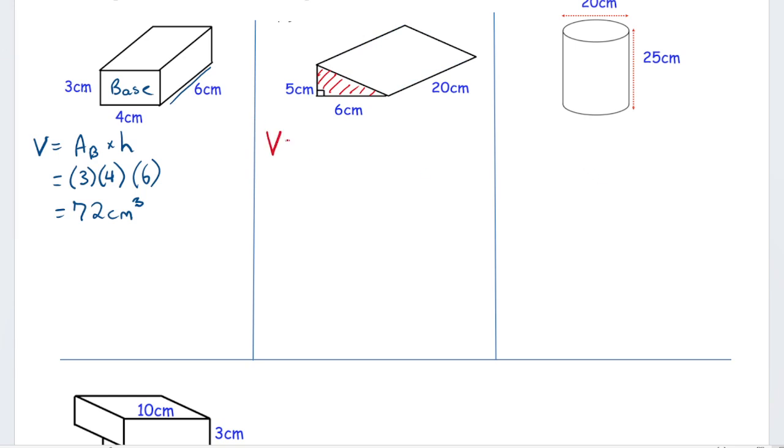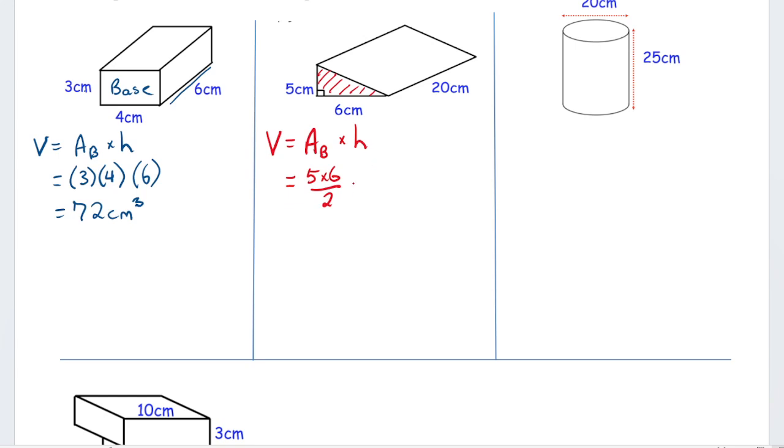So volume is equal to area of the base times the height. So area of a triangle is base times height over 2. So 5 times 6 over 2.